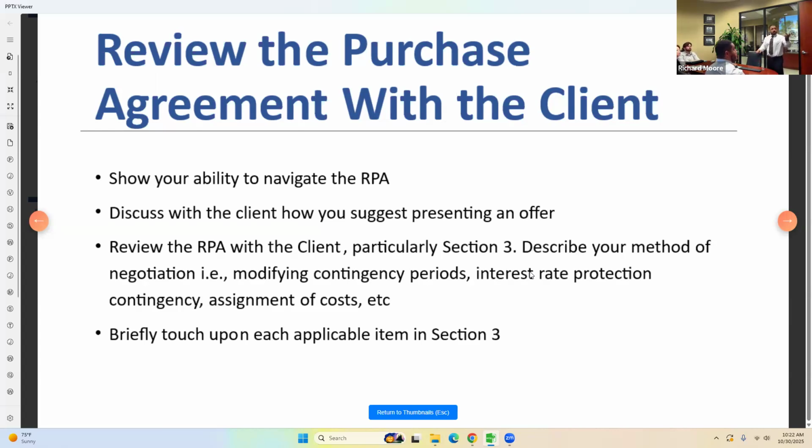So you can go through the contract with them. That's the first bullet point there. Discuss with the client how you suggest presenting the offer. So tell them the documentation you're going to need.